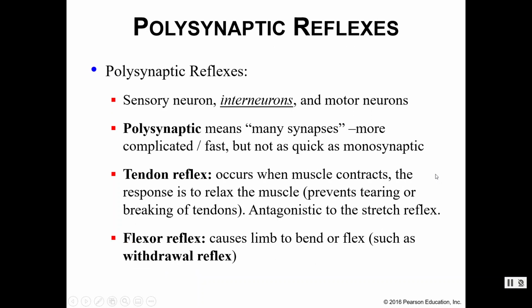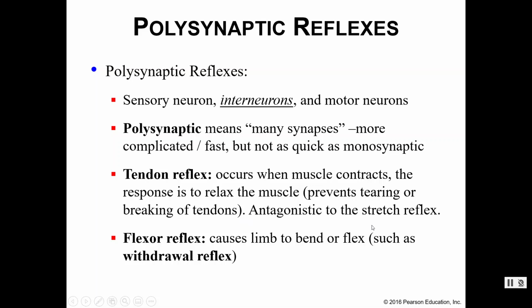Now the polysynaptic ones, those are going to include the interneurons. So we've got at least 2 synapses here. They're a little bit more complicated. They're still very fast, but not quite as fast as the monosynaptic because of that third player involved. These are things like your tendon reflex. When your muscle contracts, the response is to relax the muscle. So you contract it, and then we want to relax it a little bit because we don't want to tear it.